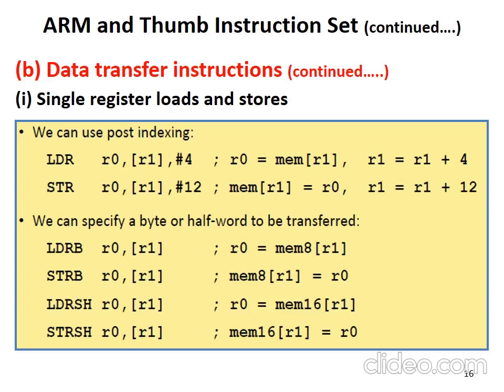And also we can specify a byte or half-word to be transferred. LDRB, STRB, LDRSH and STRSH. LDRB and STRB are used to specify the byte, and LDRSH and STRSH are used to specify the half-word to be transferred.